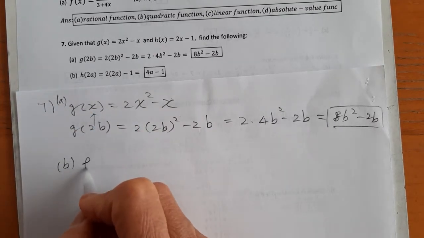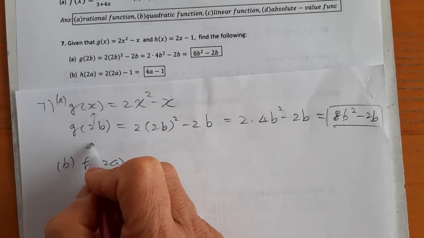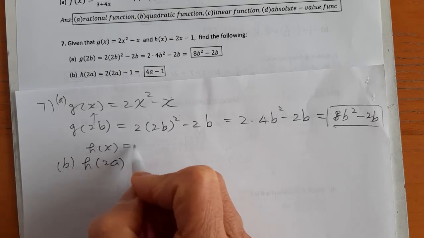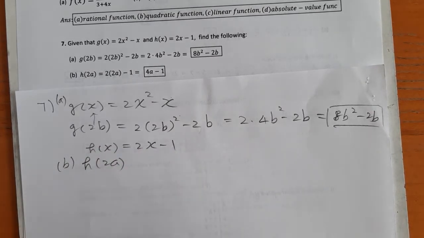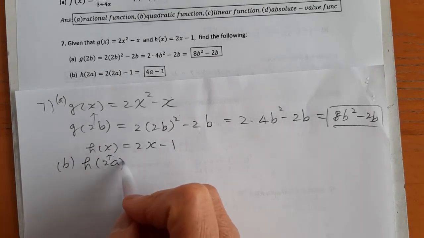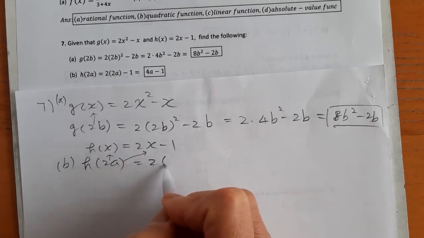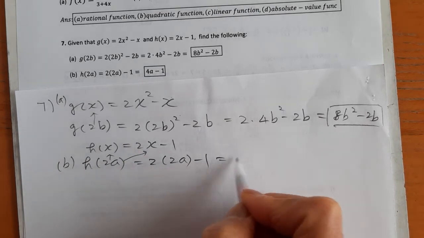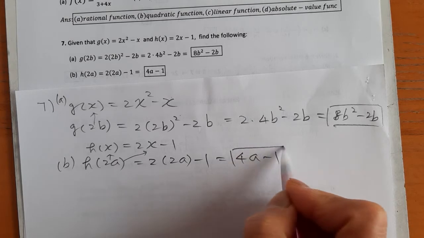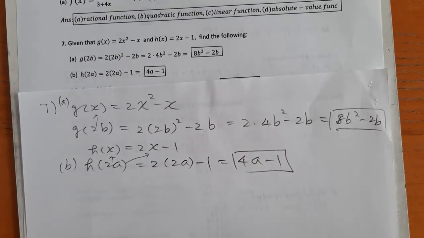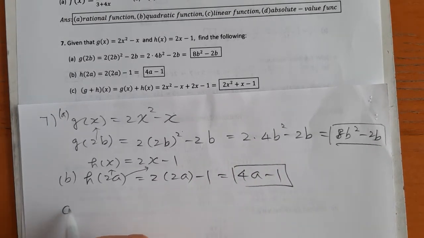And B, find h of 2a. Since h of x is given as 2x minus 1, substitute 2a into the x. So it's 2 times 2a minus 1, so it's 4a minus 1. 4a minus 1.